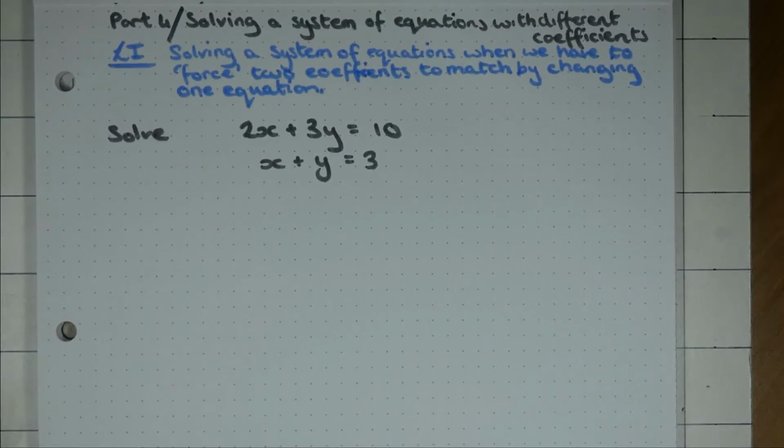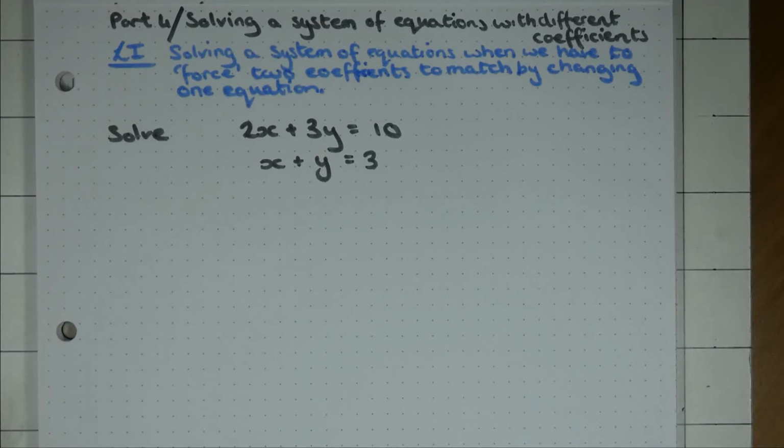Welcome back to part 4. In this part, we're going to look at systems where we don't have a matching coefficient. So our learning intention for this is solving a system of equations when we have to force two coefficients to match by changing one equation. Now that word changing can be a bit dangerous. We're not changing the meaning of our equation, we're just changing the way we write it.